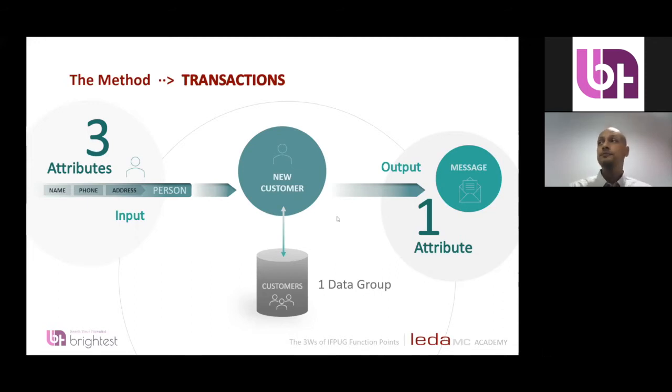Okay, in this case, we have to count all the DETs, the input DETs and the output DETs. That means we're going to have the 3 attributes, name, phone, and address, as DETs, plus the message. That means 4 DETs. And for the FTRs, the other part for the complexity of the transaction, it is going to be 1 FTR. That means 1 ILF, 1 internal logical file, which is the customer. So once again, having 4 DETs and 1 FTR, we're going to get a low complexity transaction. That means 3 function points.